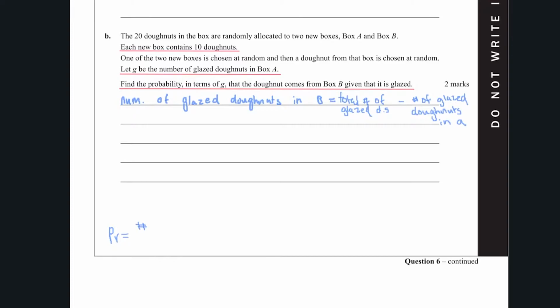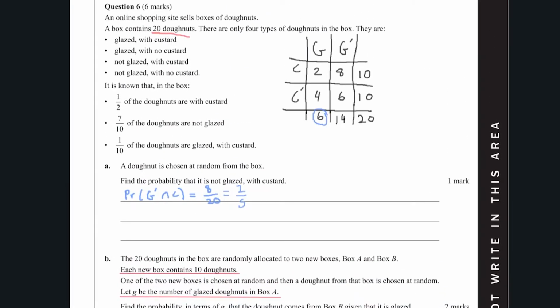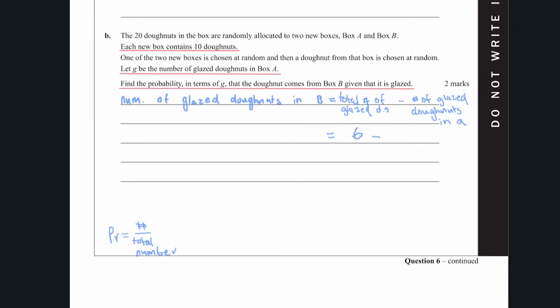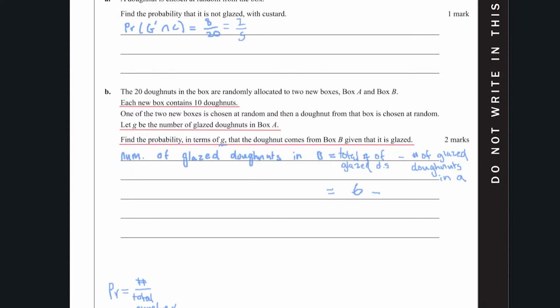We know that any probability is equal to the number divided by the total number. So we have to find the number of glazed donuts in B over the total number of donuts itself, which is 20. So we know the number of glazed donuts is 6. And we know that G is the number of glazed donuts in A, so 6 minus G is the number of glazed donuts in B. So we have to divide that whole thing by 20 to get the probability of it being glazed and in B. Do not use 10, which is the total number of donuts in B. We want the total number of donuts.